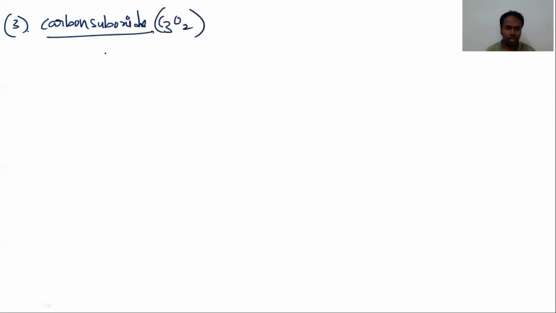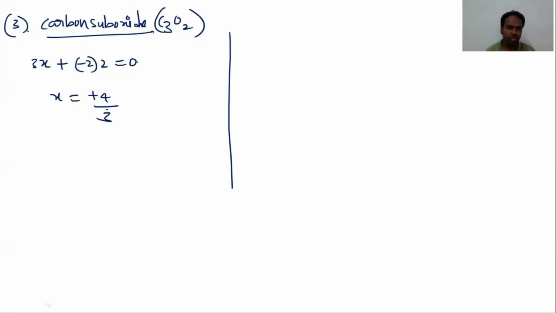So one more molecule, the third one, carbon suboxide, C3O2. Okay. So find the oxidation state of carbon in a normal way. The oxidation state of carbon is X. So 3 carbons are there, 3x. Each oxygen oxidation state is -2, into 2, is equal to 0. So X is equal to +4 by 3.